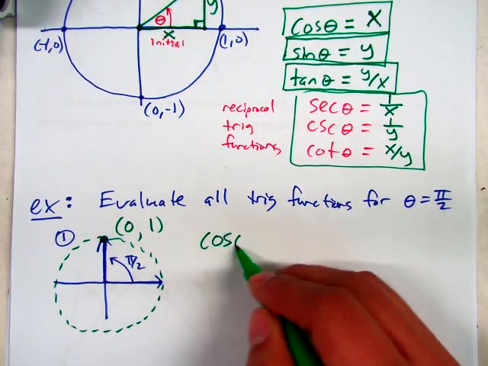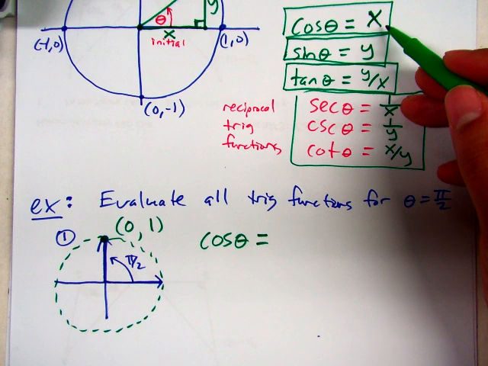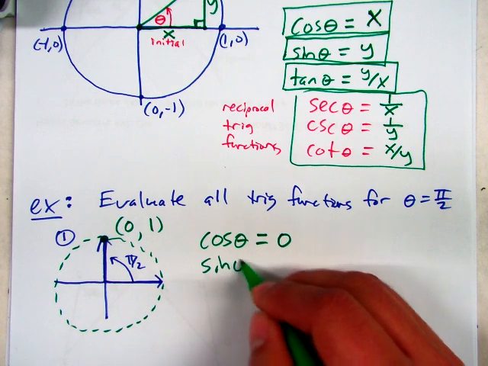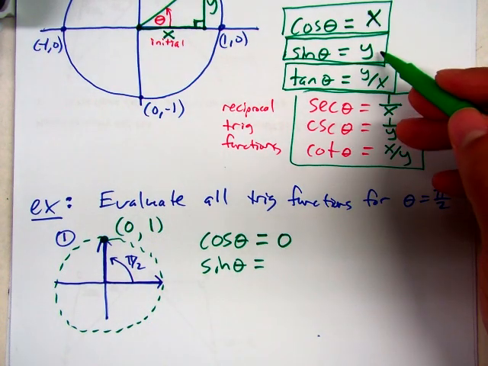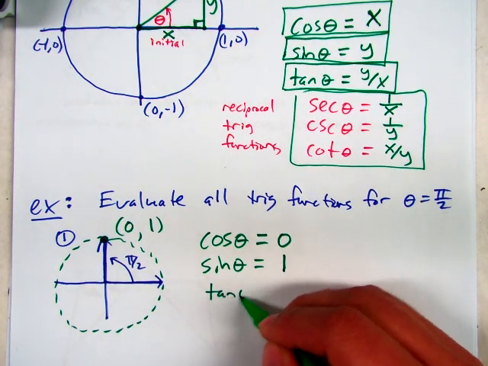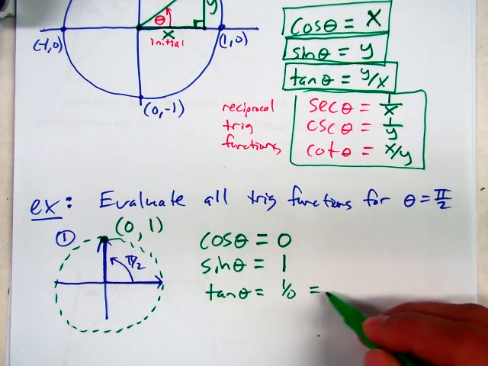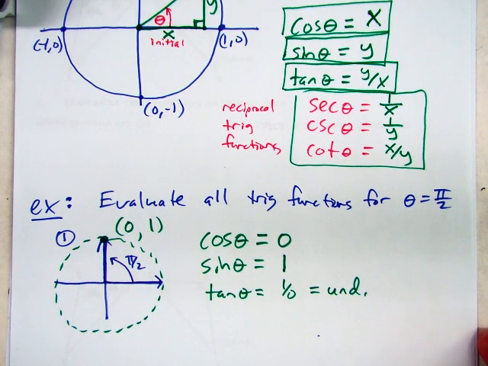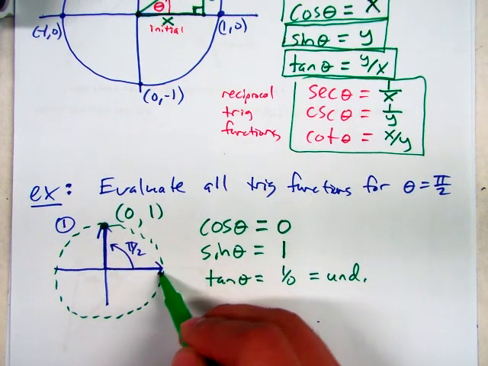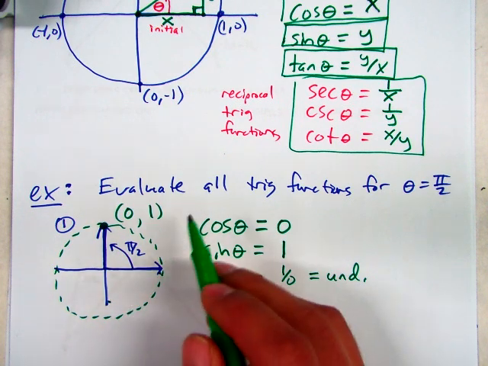All day, every day. Cosine theta corresponds to what? The x-coordinate, which is 0. Sine theta means look at what? The y-coordinate, which is 1. Tangent means do the y over the x. 1 over 0 is undefined. Very good. So not all of these will work necessarily, especially on the axes. If we're anywhere in between, like in quadrants 1, 2, 3, 4, you'll have values for all 6.